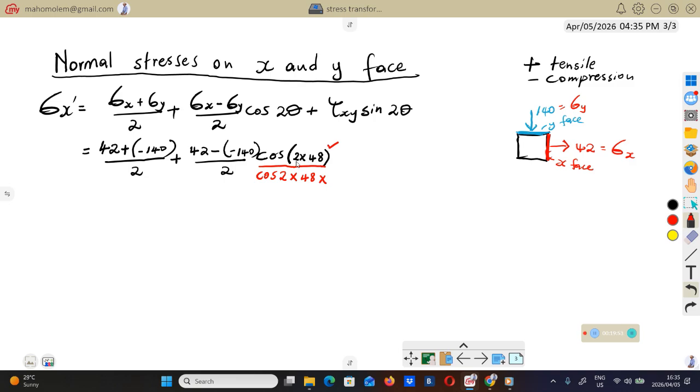90 something degrees, cos 90 something degrees. This other one is cos 2 multiplied by 48, it's cos 2 times 48, which is wrong. So you must put the 2 and the angle inside the bracket. That is the right way. So be careful there.